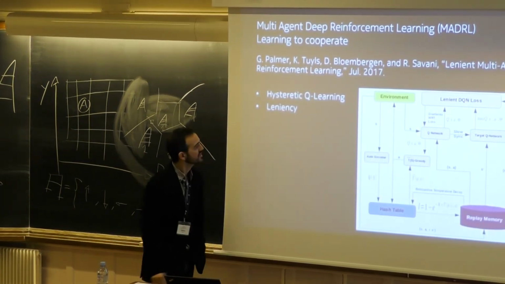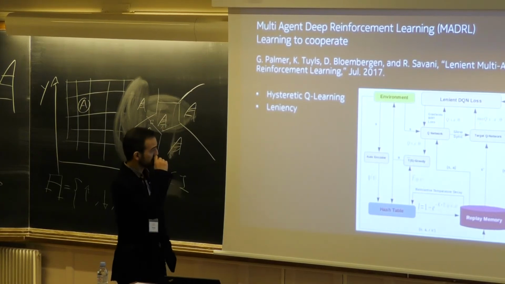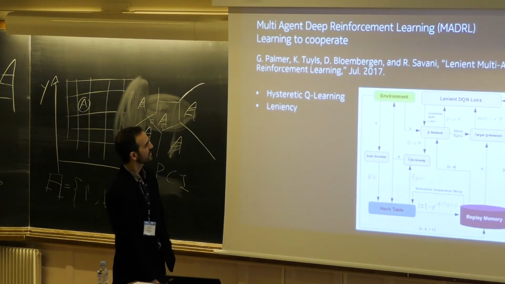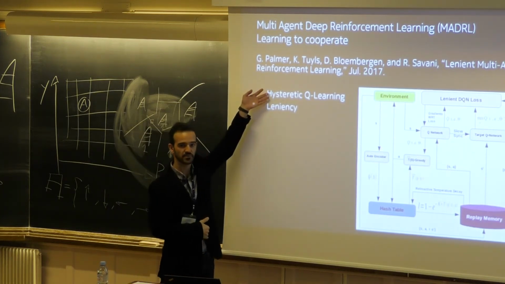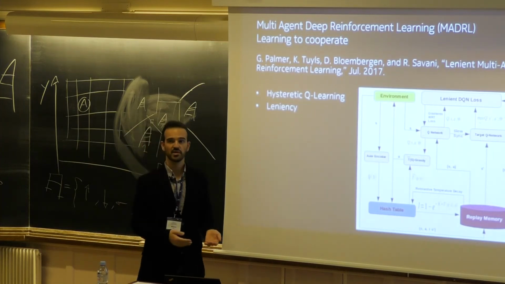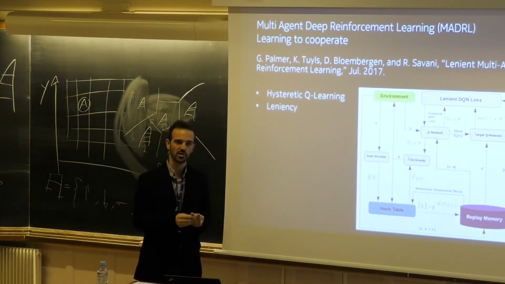Okay, learning to cooperate. This is another interesting approach, which is called lenient multi-agent reinforcement learning, which revolves around 2 main ideas. The first one is called hysteretic Q-learning. Hysteretic Q-learning means that we just add a hysteresis on the learning rate. So we have actually 2 learning rates.